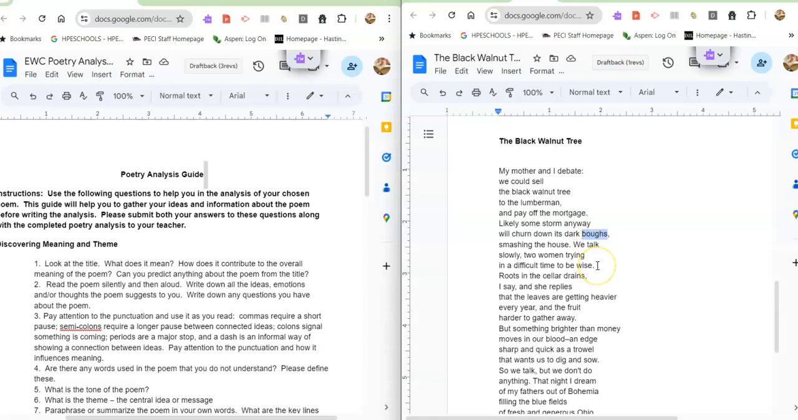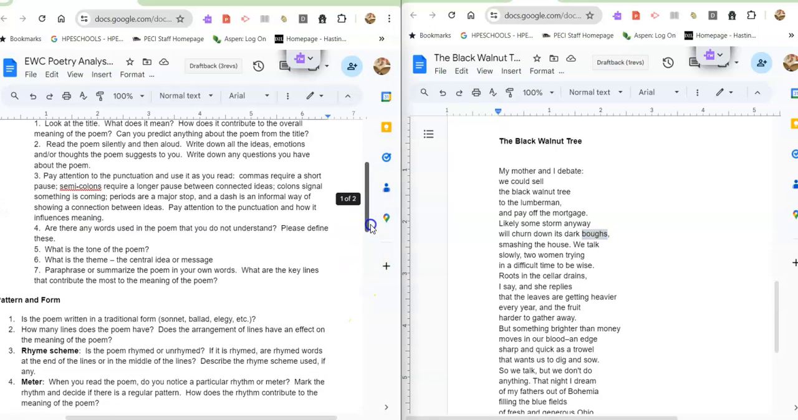So I'm looking for an overall meaning. What I want to do is read through this poem a couple of times, and pay attention to punctuation so that I know how it would be read. What I often suggest is paying attention to punctuation while you're reading it the first time.